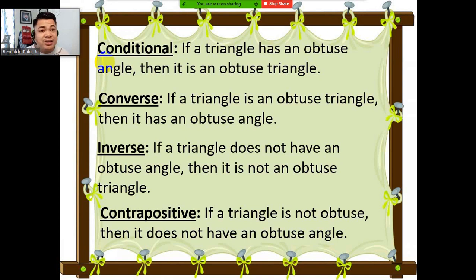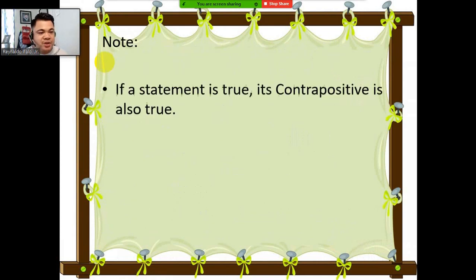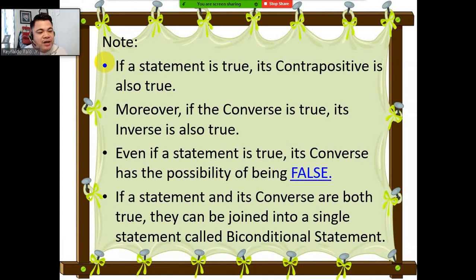So you cannot call an obtuse triangle an obtuse triangle if it doesn't have an obtuse angle. So that's true. The converse is also true. If the converse is true, the inverse will follow. It's also true. Then the contrapositive is also true. Note: if a statement is true, its contrapositive is also true.